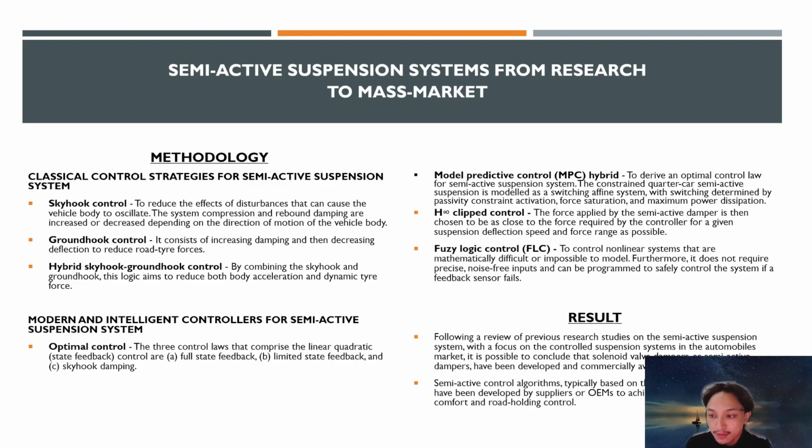To derive an optimal control law for a semi-active suspension system with constraints, the quarter car semi-active suspension is modeled as a switching affine system, with switching determined by passivity, constraint activation, force saturation, and maximum power dissipation. H-infinity clip control: the force applied by the semi-active damper is then chosen to be as close as possible to the force required by the controller for a given suspension deflection speed and force range.